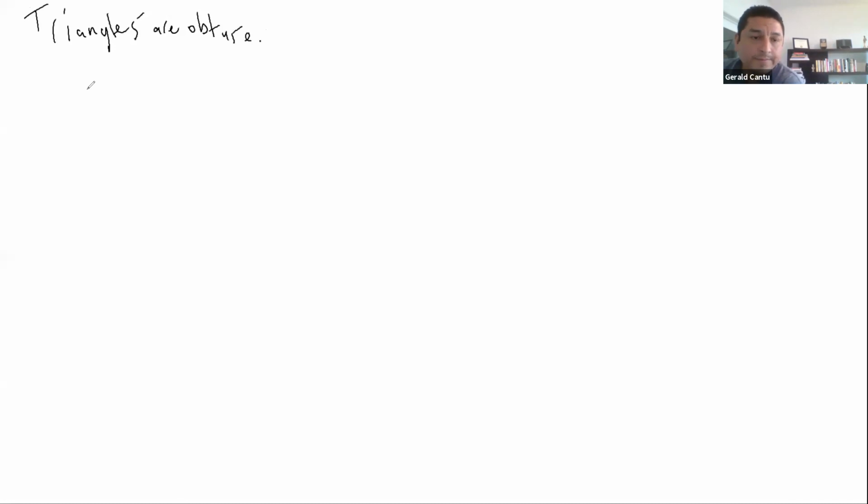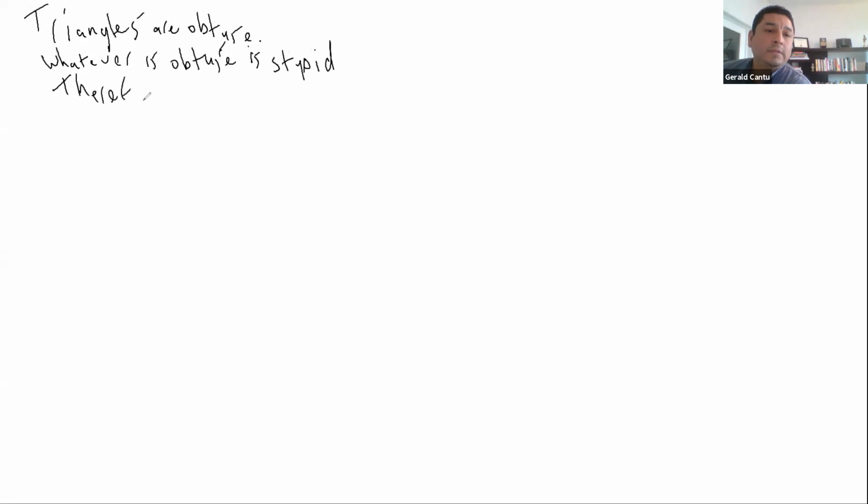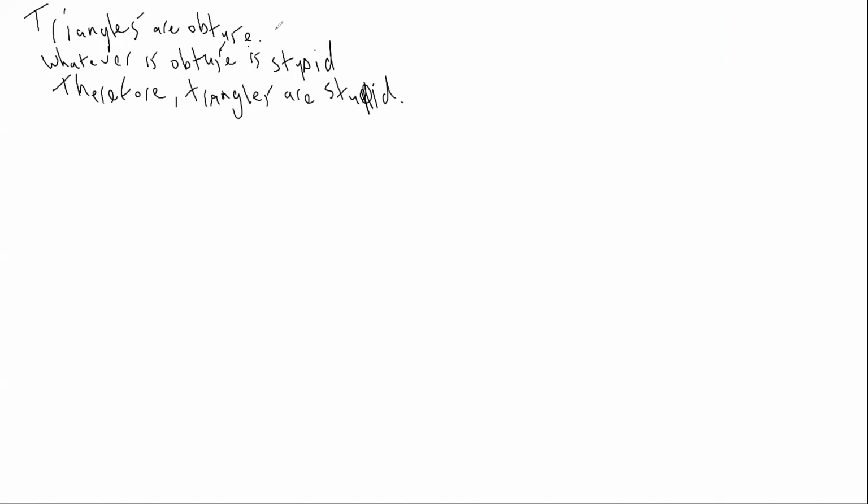Triangles are obtuse. Whatever is obtuse is stupid. Therefore, triangles are stupid. Okay, so who can tell me what obtuse means in the first sentence? It means an angle over 90 degrees. Yeah, an angle over 90 degrees. There you go. So Nathan, thank you. And so that's what it means in this first sentence.